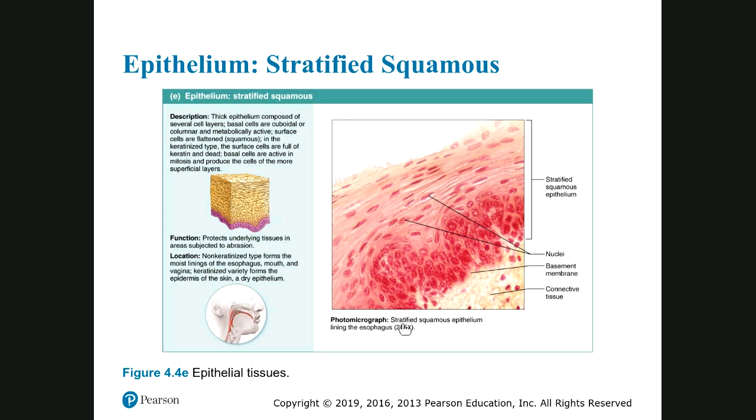The other stratified squamous epithelial tissue found in the body would be considered non-keratinized stratified squamous epithelial tissue, and it is found in the moist linings of the esophagus, the mouth, and the vagina. Hence, the name non-keratinized, meaning it does not have keratin present, meaning that it's not going to dry it out, so it's a moist environment.